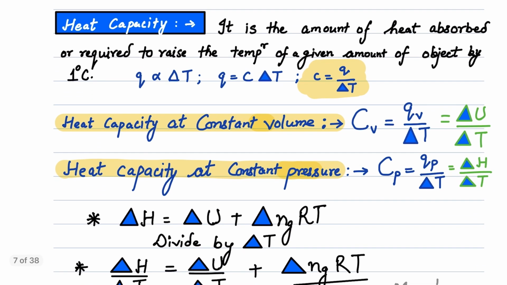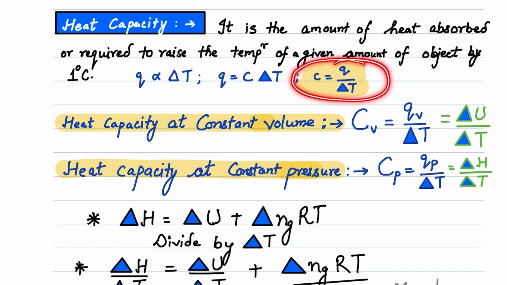Now, let us understand a few important terms in this chapter. The first one is heat capacity, which is very important. Heat capacity is basically the amount of heat that is absorbed or required to raise the temperature of any given object or amount of the object by 1 degree Celsius. So, we write it as Q is directly proportional to change in temperature, and the proportionality sign can be replaced by C. So, Q is equal to C delta T. Here C is the heat capacity. So, I can write C is equal to Q by delta T.